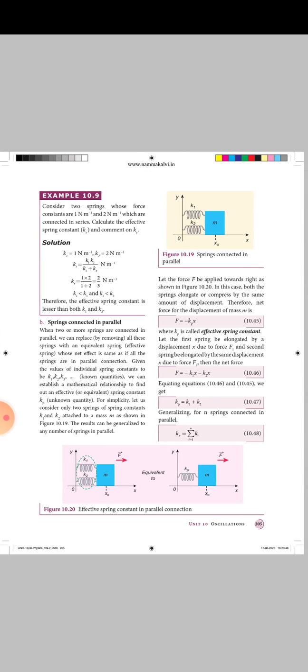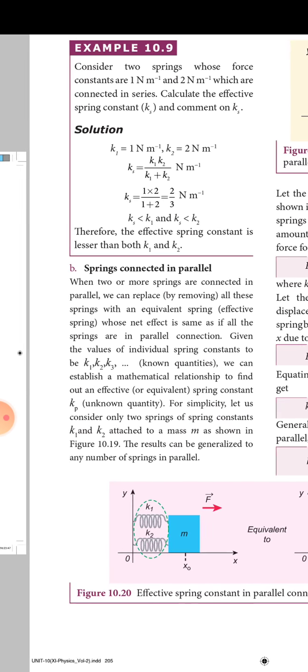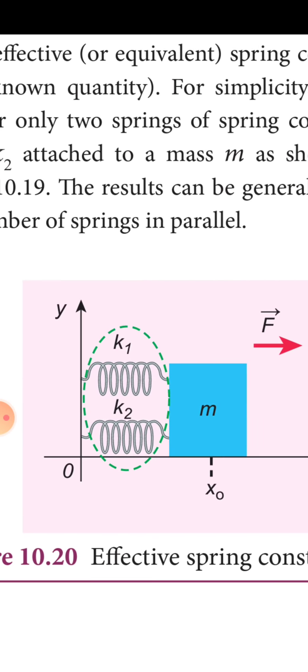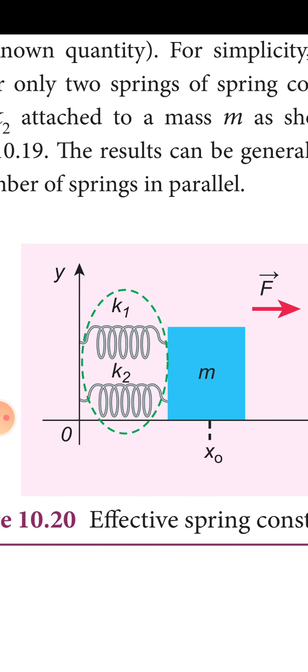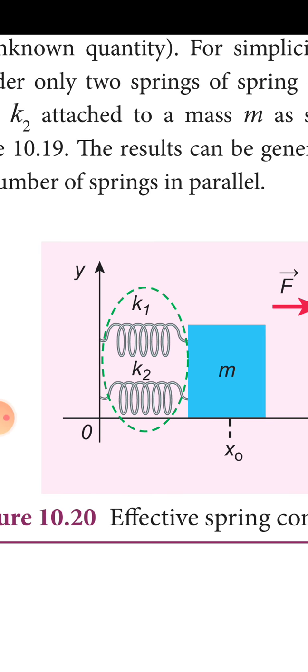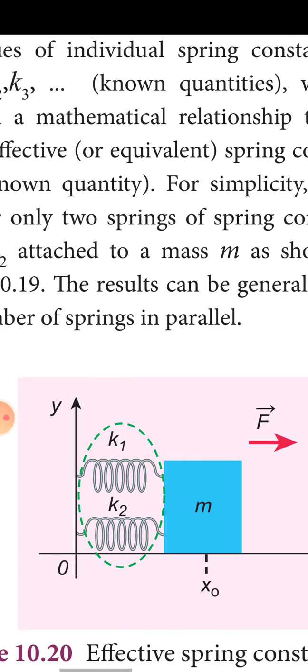Now another method: the parallel combination. Let's see the diagram. The two springs are connected in parallel. We can replace all the springs with an equivalent spring whose net effect is the same as that of all the springs in parallel connection.